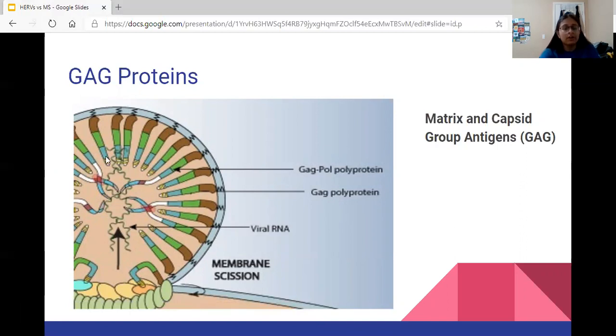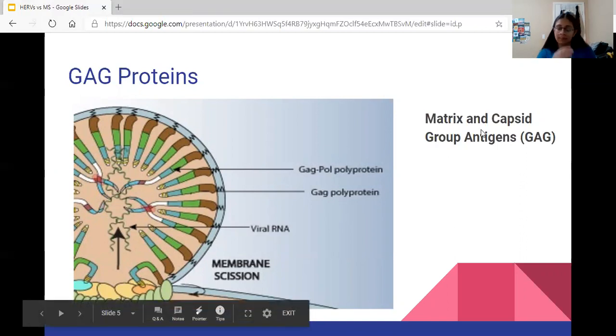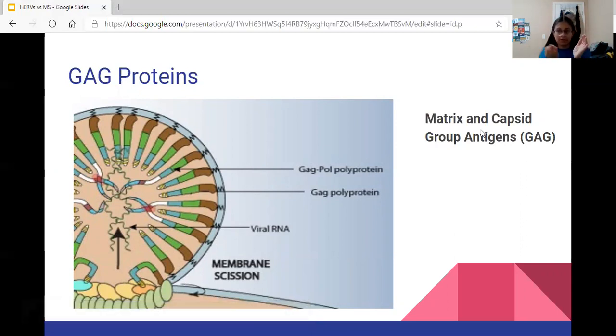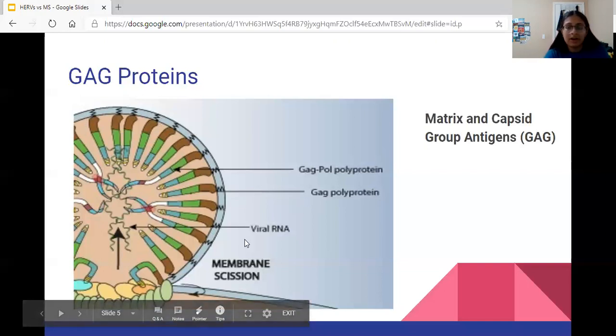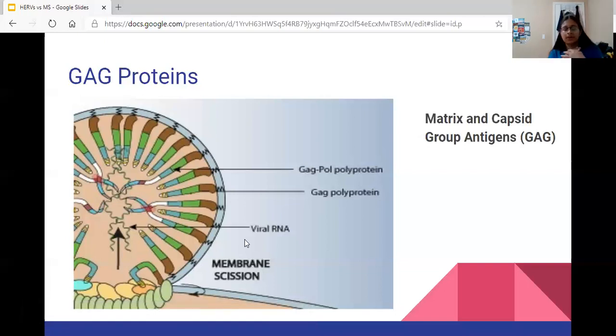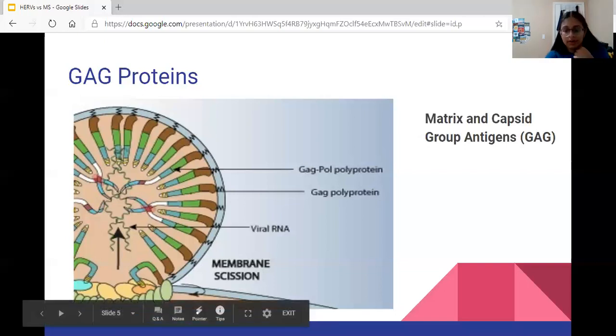So you have your viral RNA in the center, and as it is a matrix and capsid protein, you're going to find it somewhere near the outside layers of the virus. And we see here, I'm not sure if you can see where the arrow leads, but it leads to the brown segments near the outer membrane, or this membrane right here. Basically, GAG proteins are essential to the formation of mature viruses.